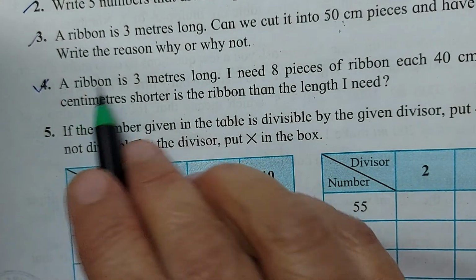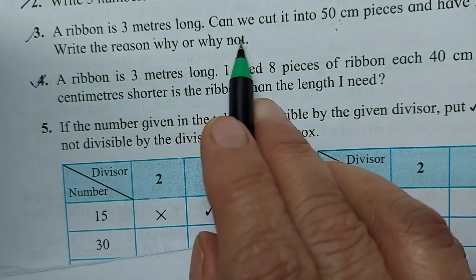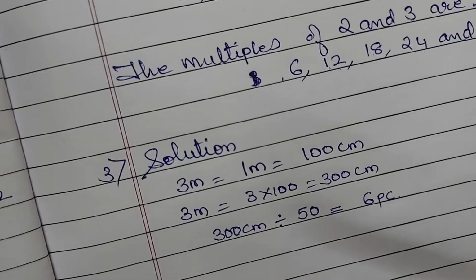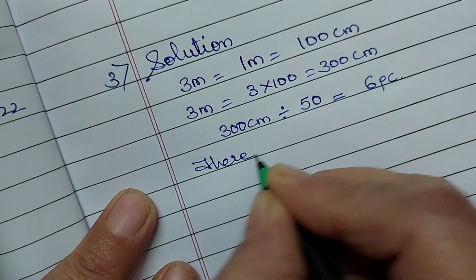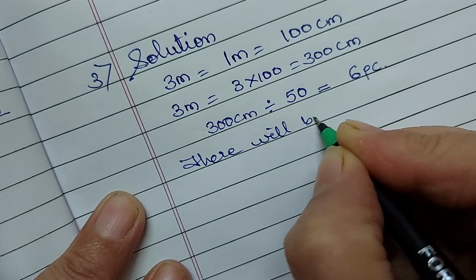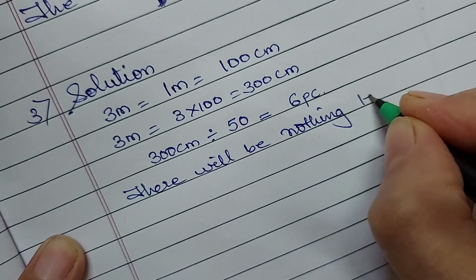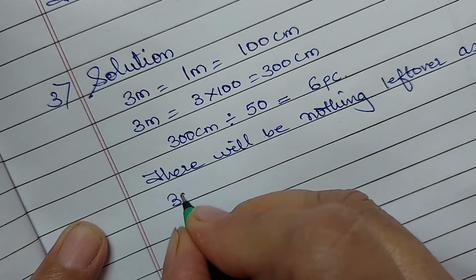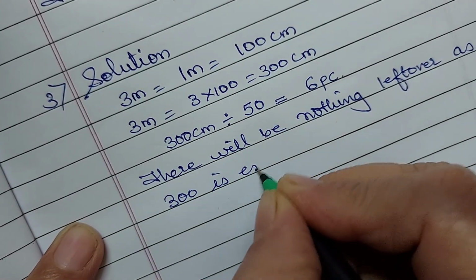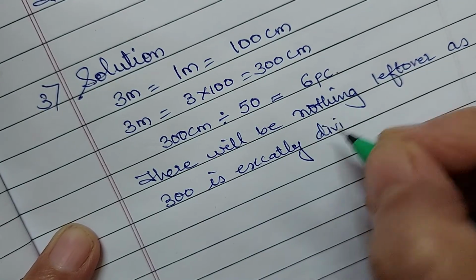The remaining part of your question is, give reason. Will there be anything left over? Write the reason why or why not. The reason is there will be nothing left over. Why? Nothing left over, as 300 is exactly divisible by 50.